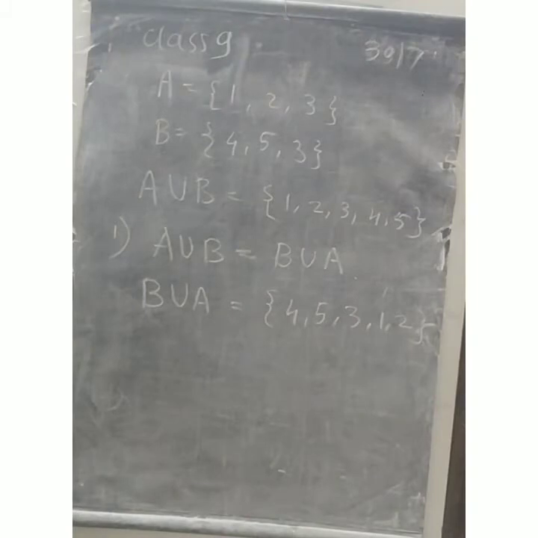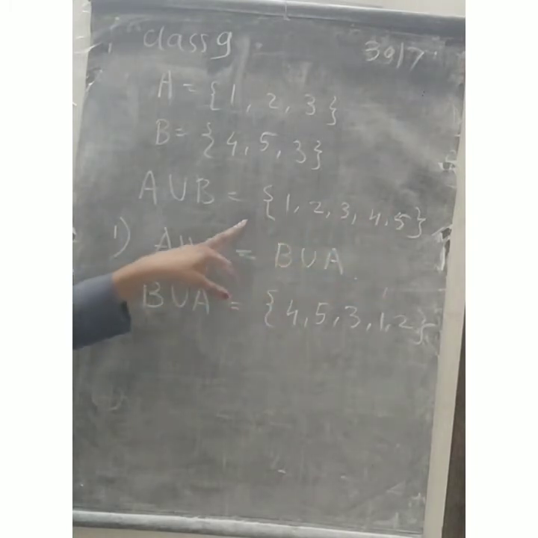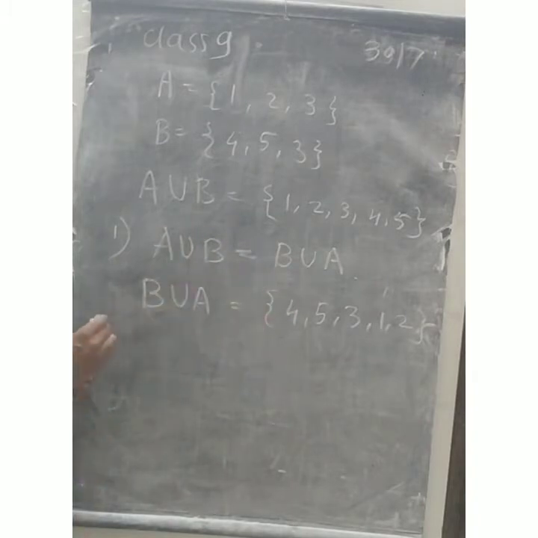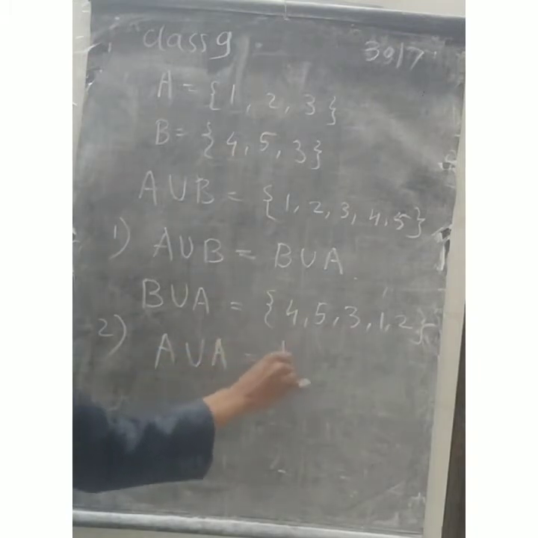Here you can see all these 5 elements are there in A union B. When all the elements of this set are equal to all the elements of this set, then we can say these two are equal. So the first property is done. Write down with me, you have to write down all the properties. The second property is A union A will be equal to A.